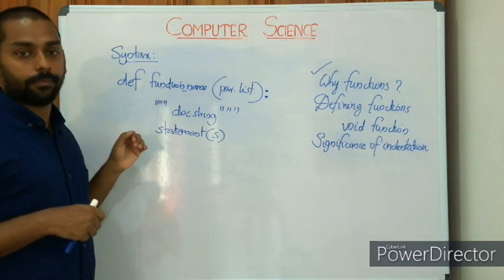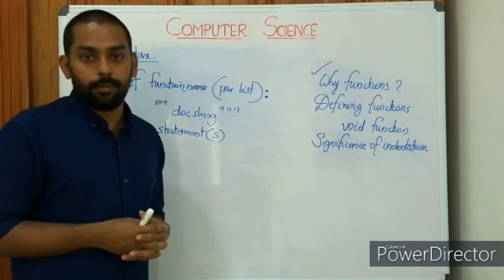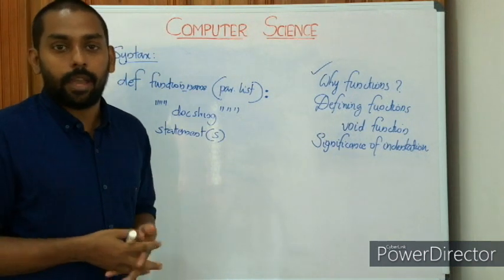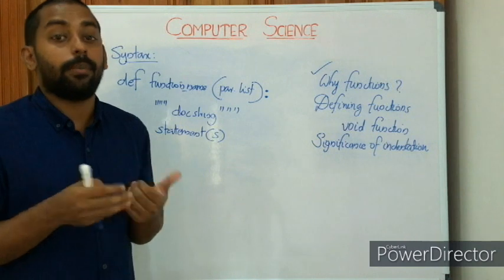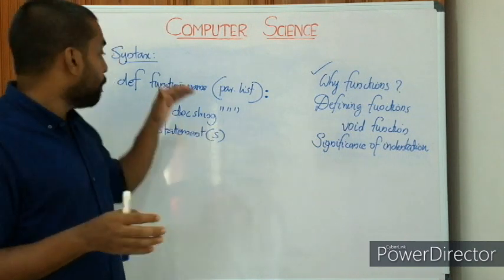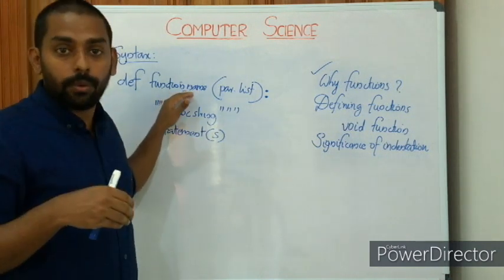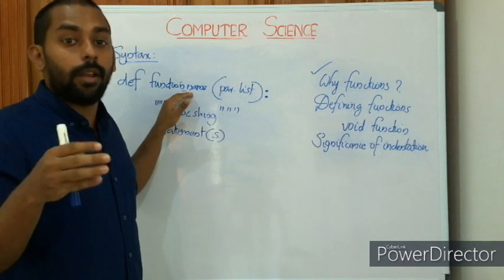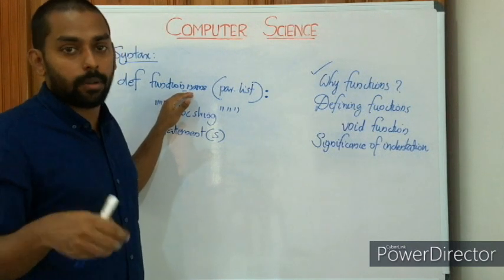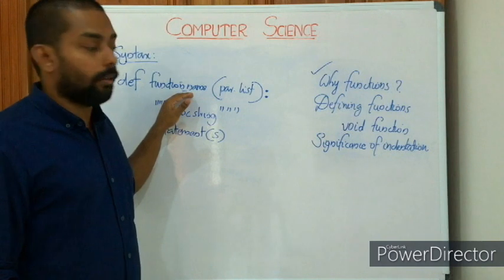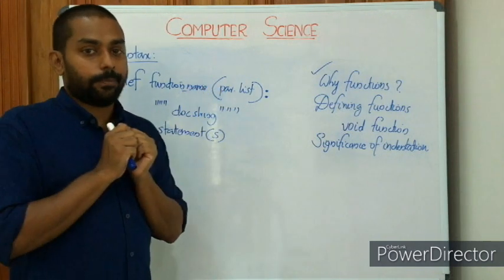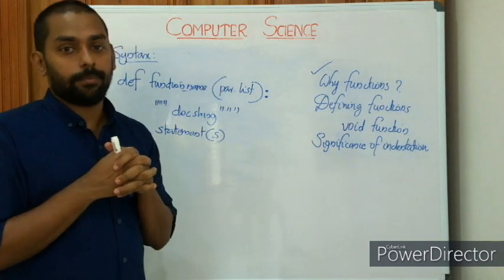What's a function name? It's just like naming a variable. How are we naming a variable? We have to follow some rules, the naming conventions. In the same way, a function name also follows the normal naming conventions of variables or identifiers. Then in parentheses we have the parameter list.